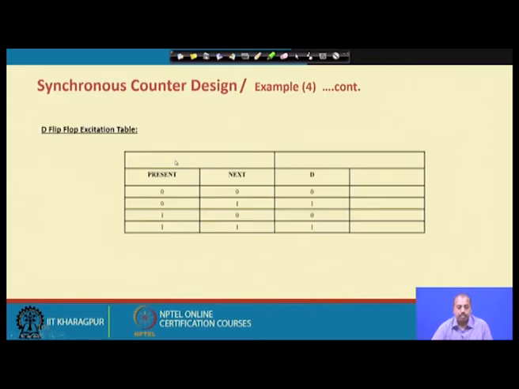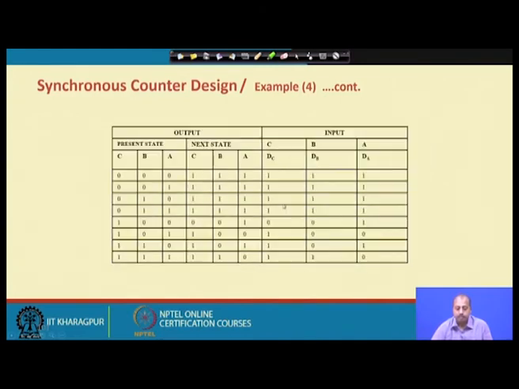If we want to design it, first of all we need to recapitulate the D flip flop excitation table. The D flip flop table is very simple. If the present state is 0 and the next state is 0, then D should be 0. So, it is depicted by the next state value that you need, and accordingly the D value should be set.